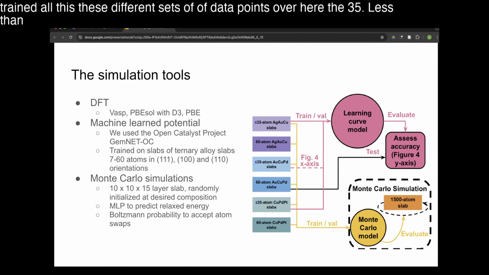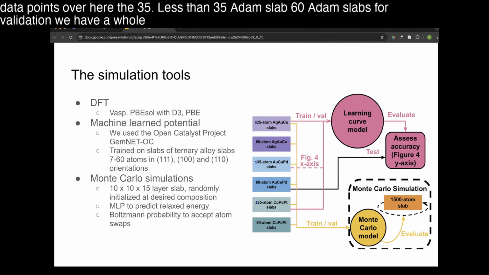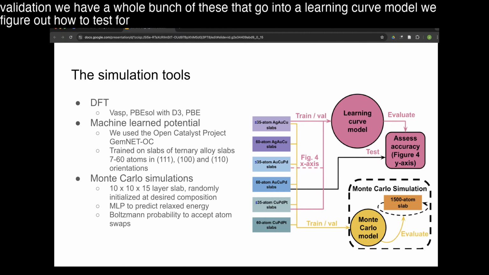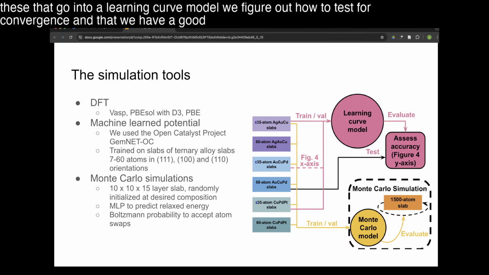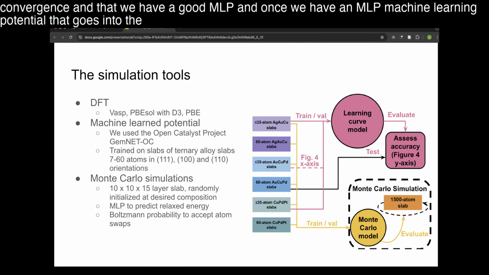We trained all these different sets of data points over here, the less than 35 atom slabs, 60 atom slabs for validation. We have a whole bunch of these that go into a learning curve model. We figure out how to test for convergence and that we have a good MLP. And once we have an MLP, machine learned potential, that goes into the Monte Carlo model, and that's where we simulate the segregation.